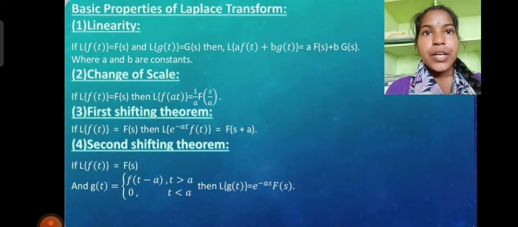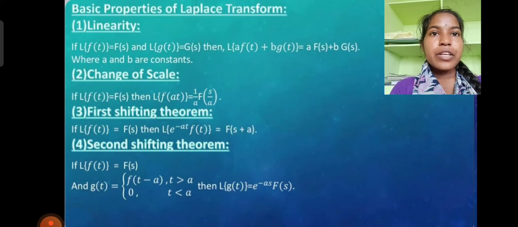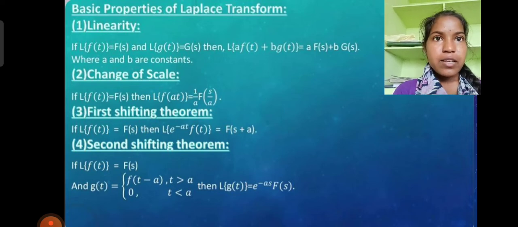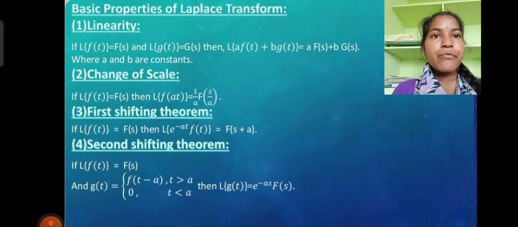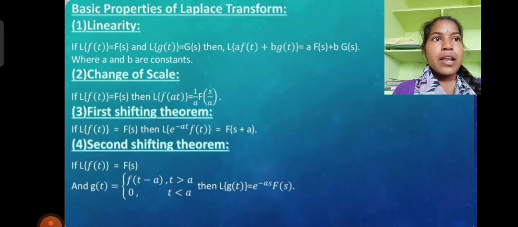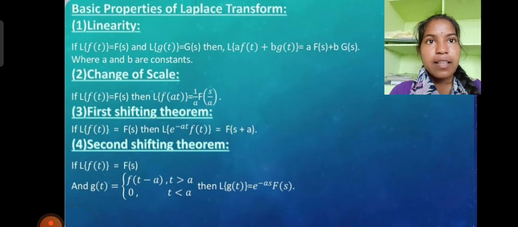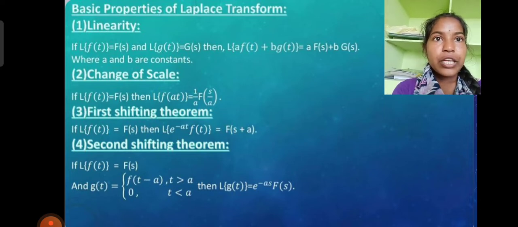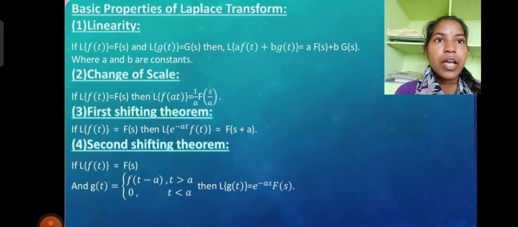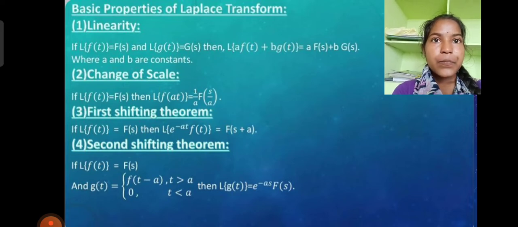Change of scale. If L{f(t)} is equal to F(s), then L{f(at)} is equal to 1 by a times F(s by a). First shifting theorem. If L{f(t)} is equal to F(s), then L{e to the power of minus at f(t)} is equal to F(s plus a).